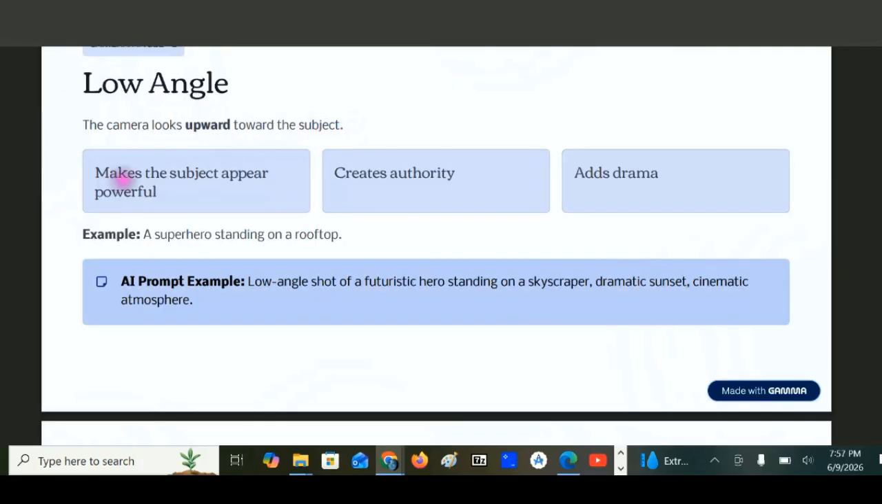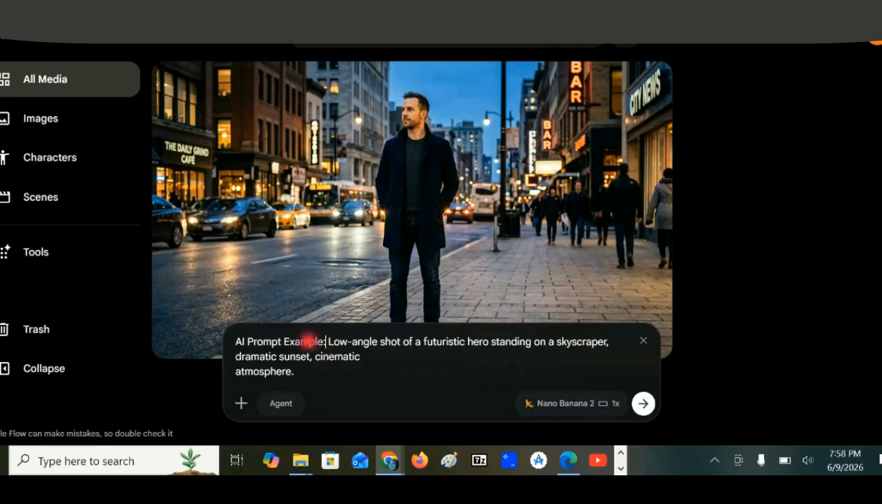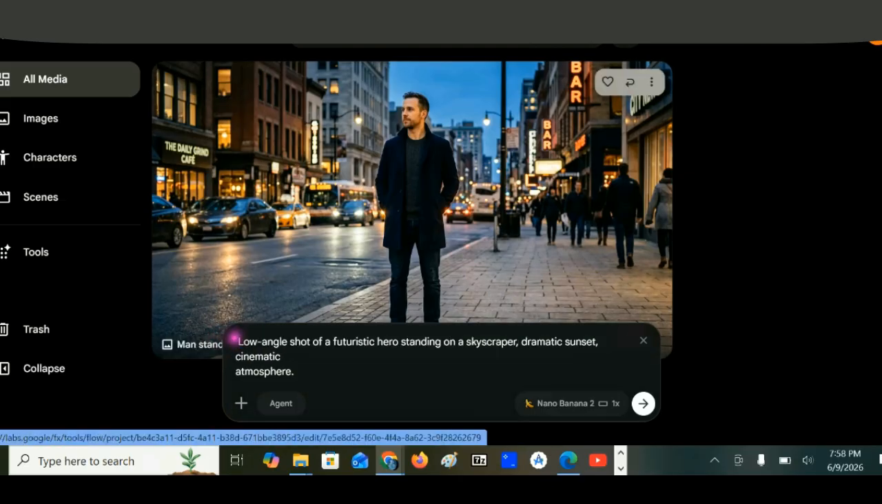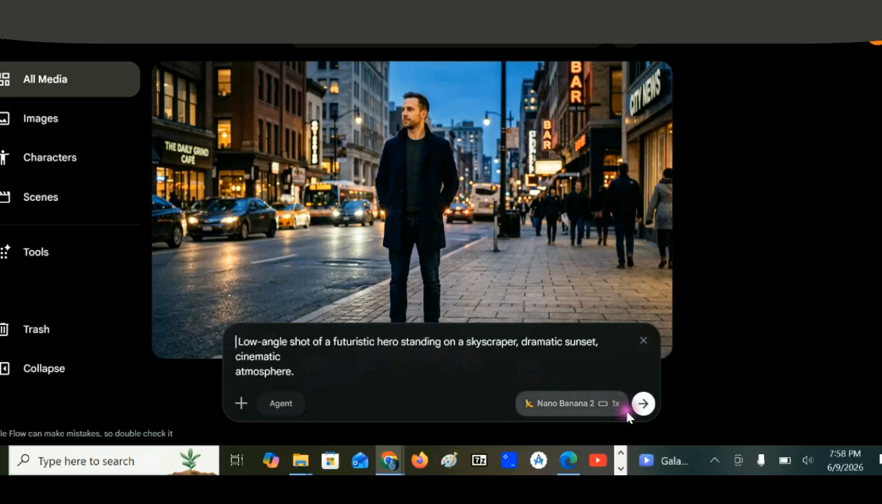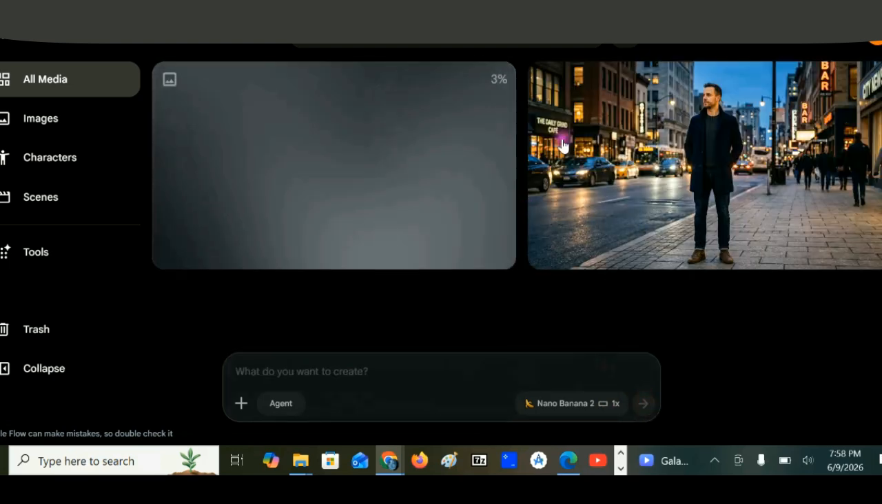Low angle. The camera looks upward toward the subject. It makes the subject appear powerful. One, it creates authority. Two, it adds drama. Three, example, a superhero standing on a rooftop. So that's the example. Then let's prompt it and see how it looks. We'll copy the prompt. Let's check the low angle. I will continue.